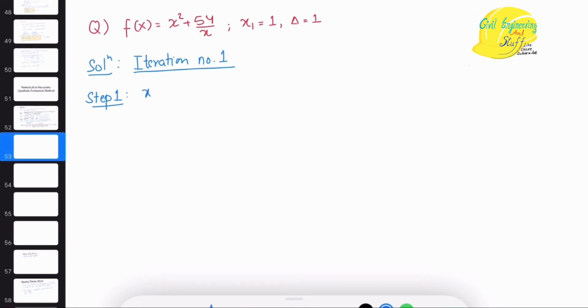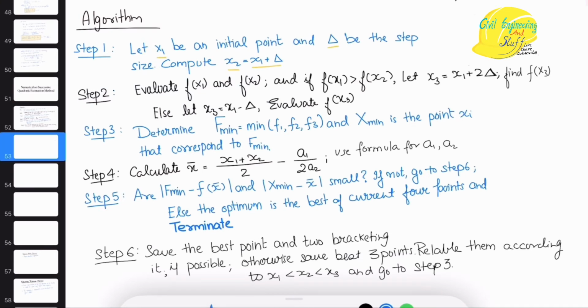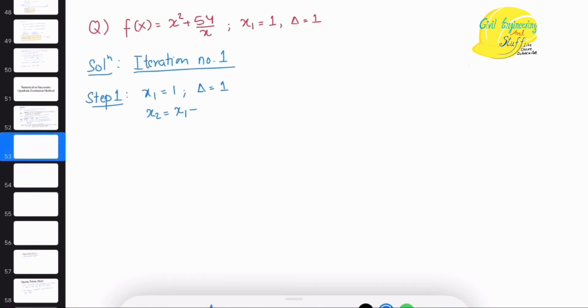So our x1 is given as 1 and delta is 1, so we'll find out the value of x2. X2 is equal to x1 plus delta, so this is equal to 1 plus 1, which is equal to 2. So through this we have completed our step 1.